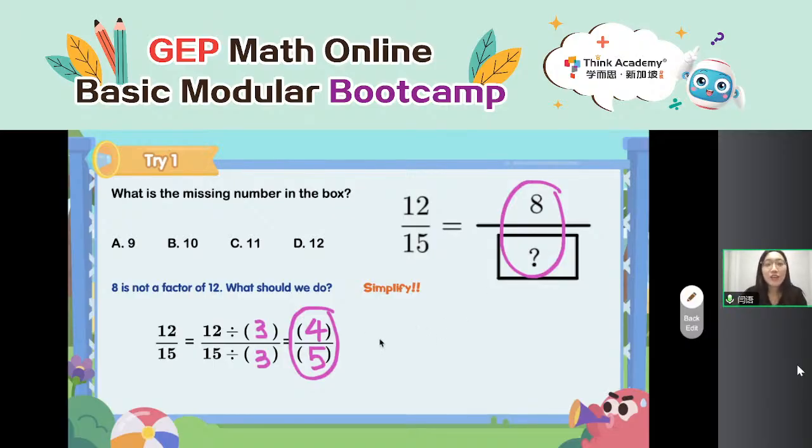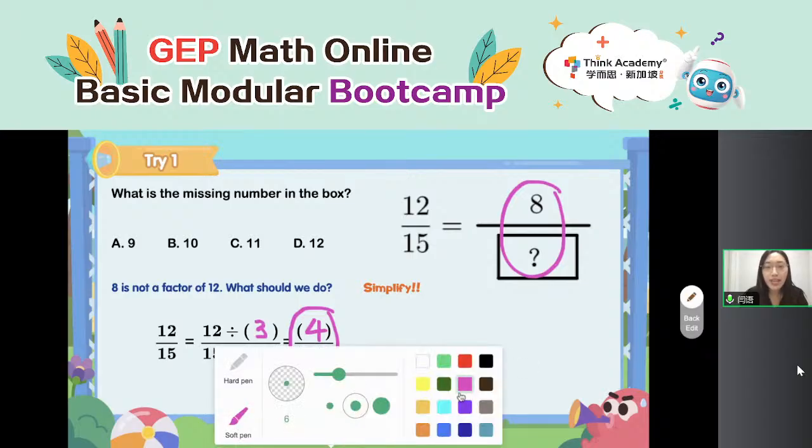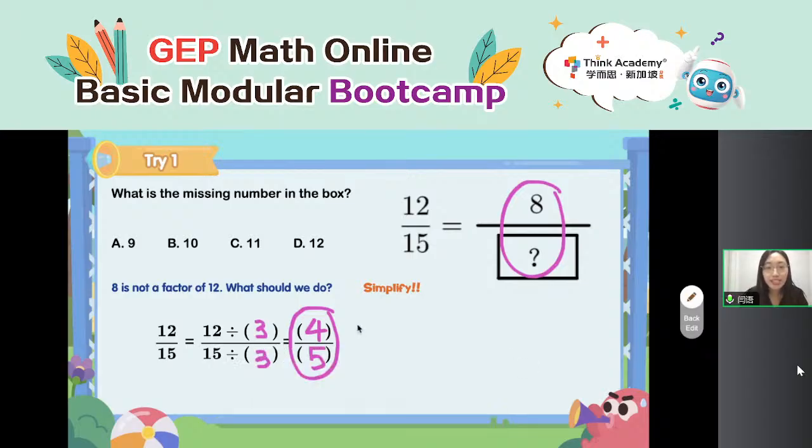Yes, correct. So you can see that from 4 to 8, what do we do? Actually here we just times 2, right? That means at the same time, the denominator 5 also needs to be multiplied by 2. Then you can get the answer. The answer is B. Okay, that is B. Easy? Yes, should be easy for you, right?